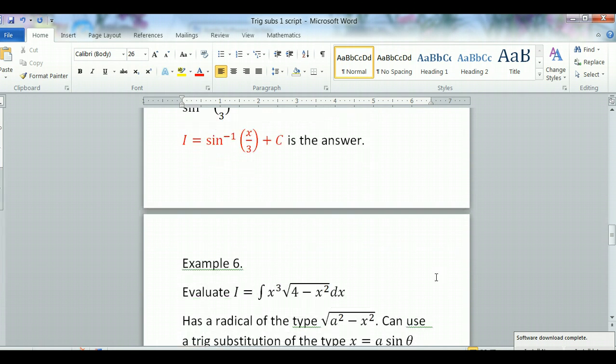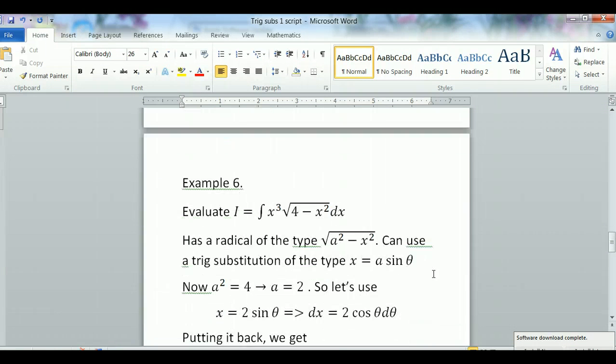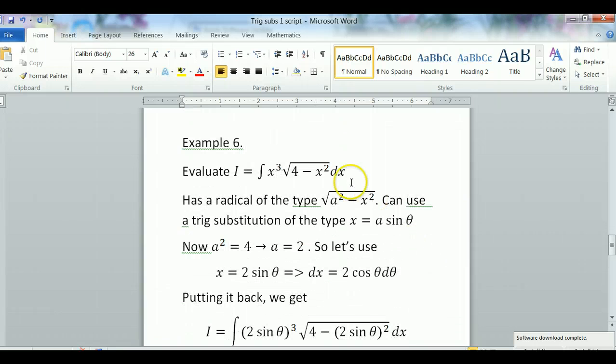Now this is a kind of a straightforward example. Now let's look at a more challenging example. Okay. Now again, this has a radical. Now is the radical of the type number minus x squared? Yeah, the number is 4, right? Okay. So then definitely we know that the substitution would be of the type x equals a sine theta, because it's number minus x squared.